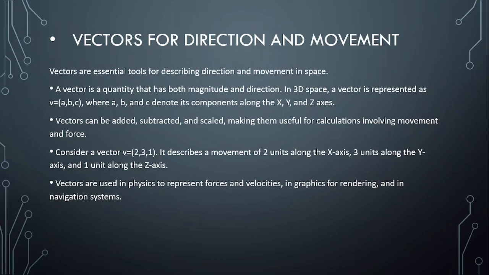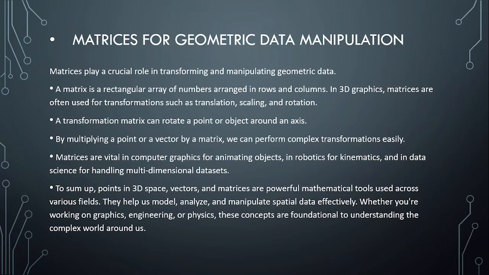Consider the vector equal to 2, 3, 1. It describes a movement of 2 units along the x-axis, 3 units along the y-axis, and 1 unit along the z-axis. Vectors are used in physics to represent forces and velocities, in graphics for rendering, and in navigation systems. So next is matrices for geometric data manipulation.